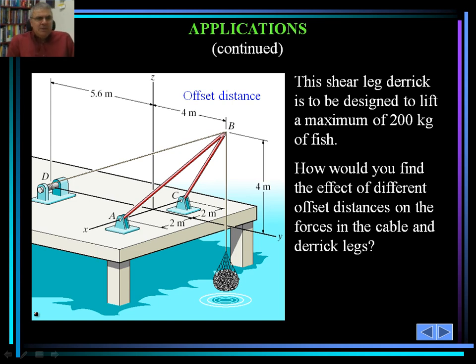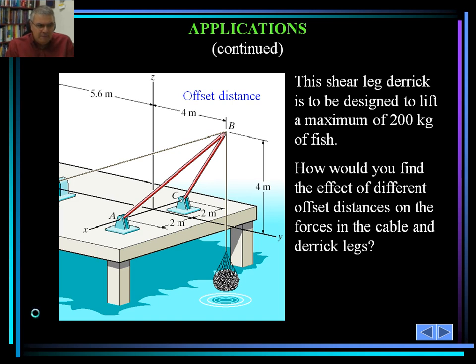The second application is a derrick. The shear leg derrick is to be designed to lift a maximum of 200 kilograms of fish. This is in metric units. If there are any offset distances, what will be the effect of the offset distances on the force in the cable and derrick legs? Very simple but interesting problem, and they are very applied.